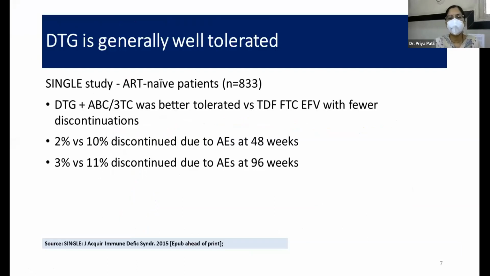Again, along with this, dolutegravir is generally well tolerated. In this single study, it was shown that it was better tolerated versus the PE regimen with fewer discontinuations, because there are many more discontinuations in the efavirenz group because of the neurotoxicity profile of efavirenz. So 2% versus 10% discontinued due to adverse effects at 48 weeks. So 2% in the dolutegravir group, whereas in the PE group there were 10% discontinuations. Similarly, 3% versus 11% discontinued due to adverse effects at 96 weeks. So much fewer discontinuations with dolutegravir as compared to the efavirenz group.